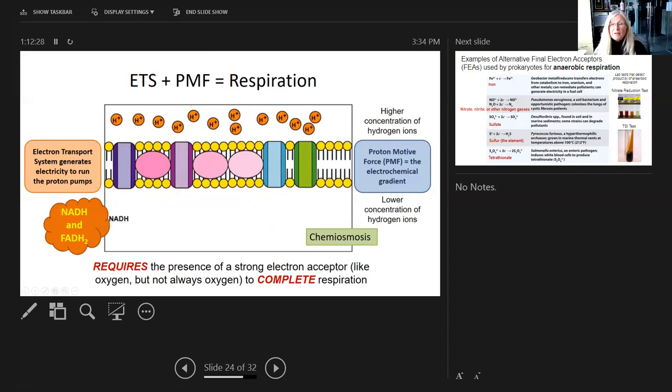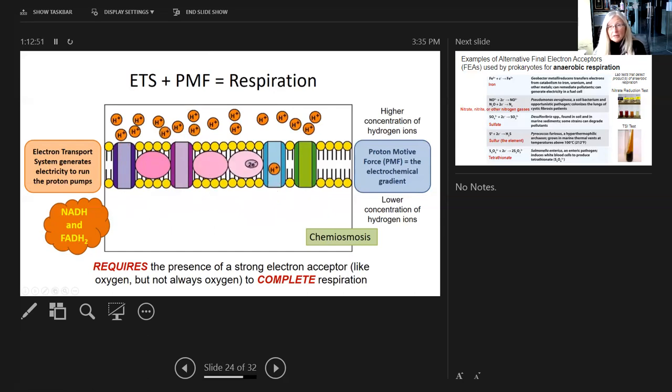So the final step of this is the chemiosmosis. How does the energy that's being generated through this proton motive force get transferred into a usable molecule like ATP? We're going to have to wait for our electrons to do their thing and our pumps to do their thing, creating the proton motive force.